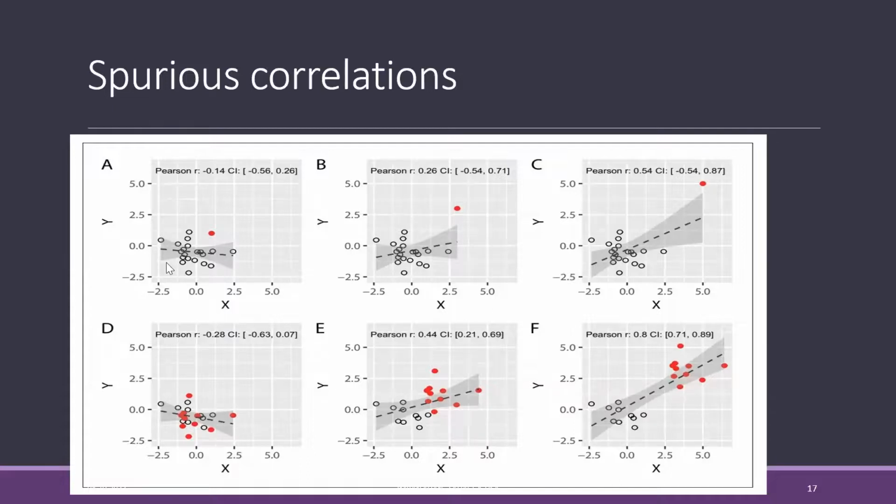For graph A, the correlation coefficient is somewhere around 0.14. Then you can see in the second graph, the outlier is a little farther from the main distribution, and the correlation coefficient rises to 0.54. And in graph C, it is again 0.54, but there is an increase in the confidence interval. Spurious correlation can also arise from clusters, which we can see in graphs D, E, and F.